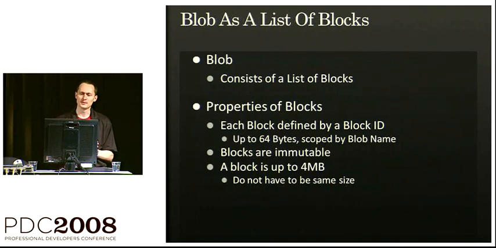Okay? So just a little bit more detail about blocks. Actually, under the covers, all blobs are blocks. The properties of blocks are that each block is defined by a block ID, and that can be up to 64 bytes, and the block ID is scoped by the blob name. All blocks are immutable, and a block can be up to 4 megabytes. But all the blocks inside of a put block list that you actually want to commit, they don't have to be the same size. They can be different sizes.